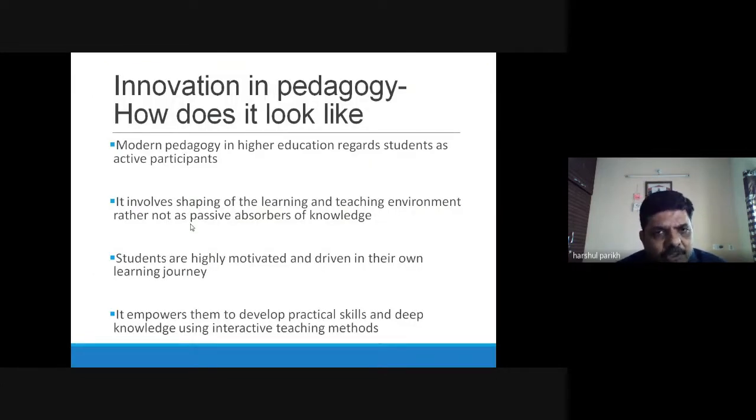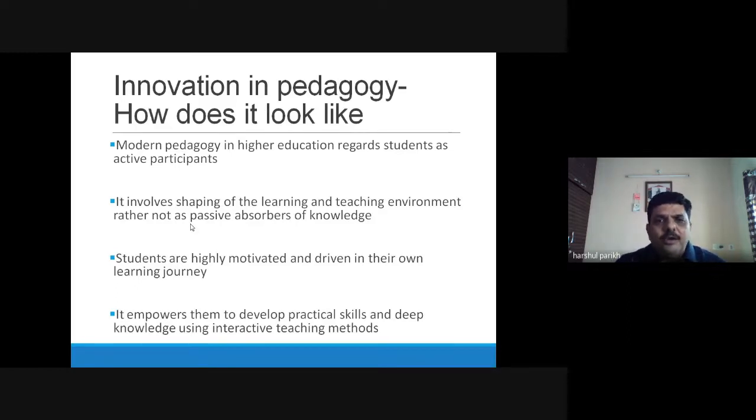And that's why, in the present topic, the modernization in pedagogy, how does it look like? That means how is it helpful? Modern pedagogy in higher education regards students as active participants. That means they put more emphasis on a student-centric education system. It also involves shaping the learning and teaching environment rather than just passively gaining knowledge.